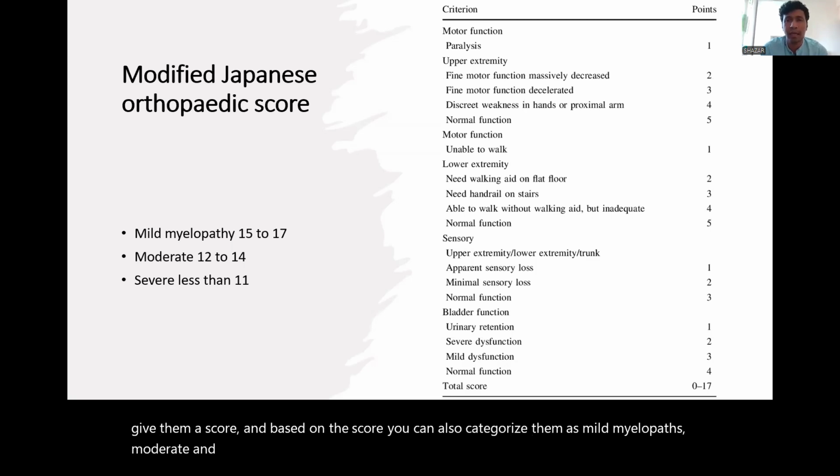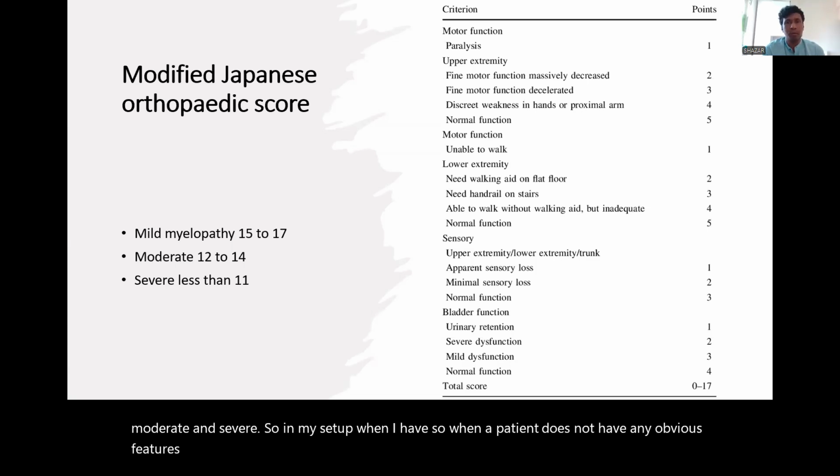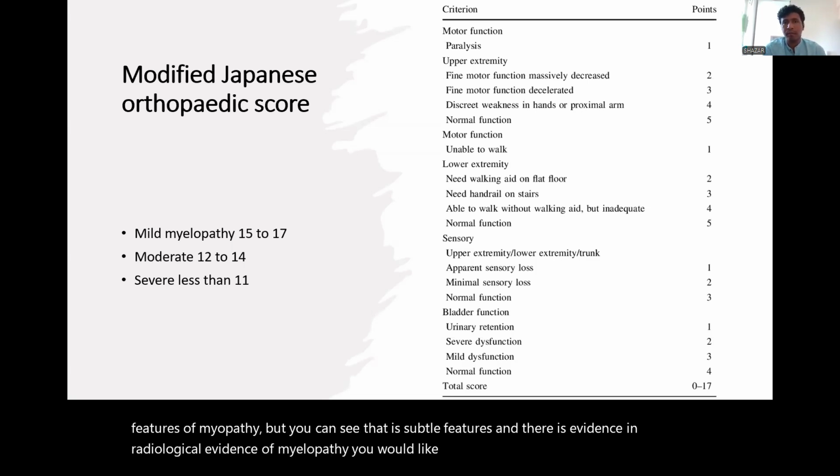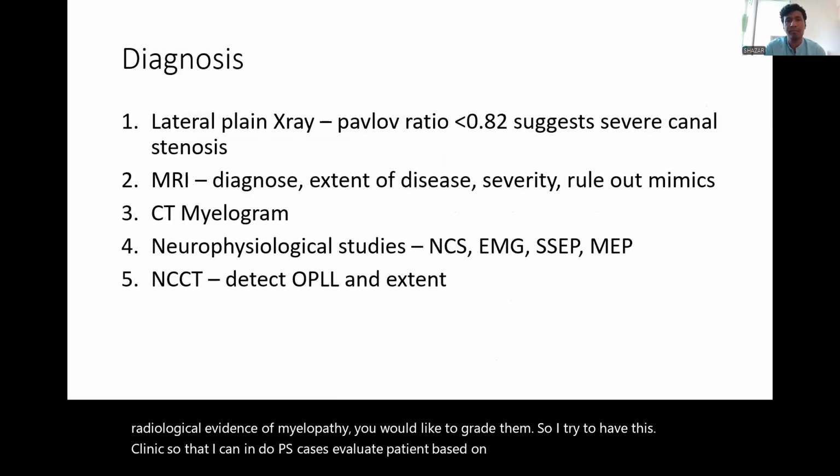So in my setup, when a patient does not have very obvious features of myelopathy, but you can see there are subtle features and there is radiological evidence of myelopathy, you would like to grade them. So I tend to use this in my clinic so that, in dubious cases, I can evaluate patients based on this modified scale.